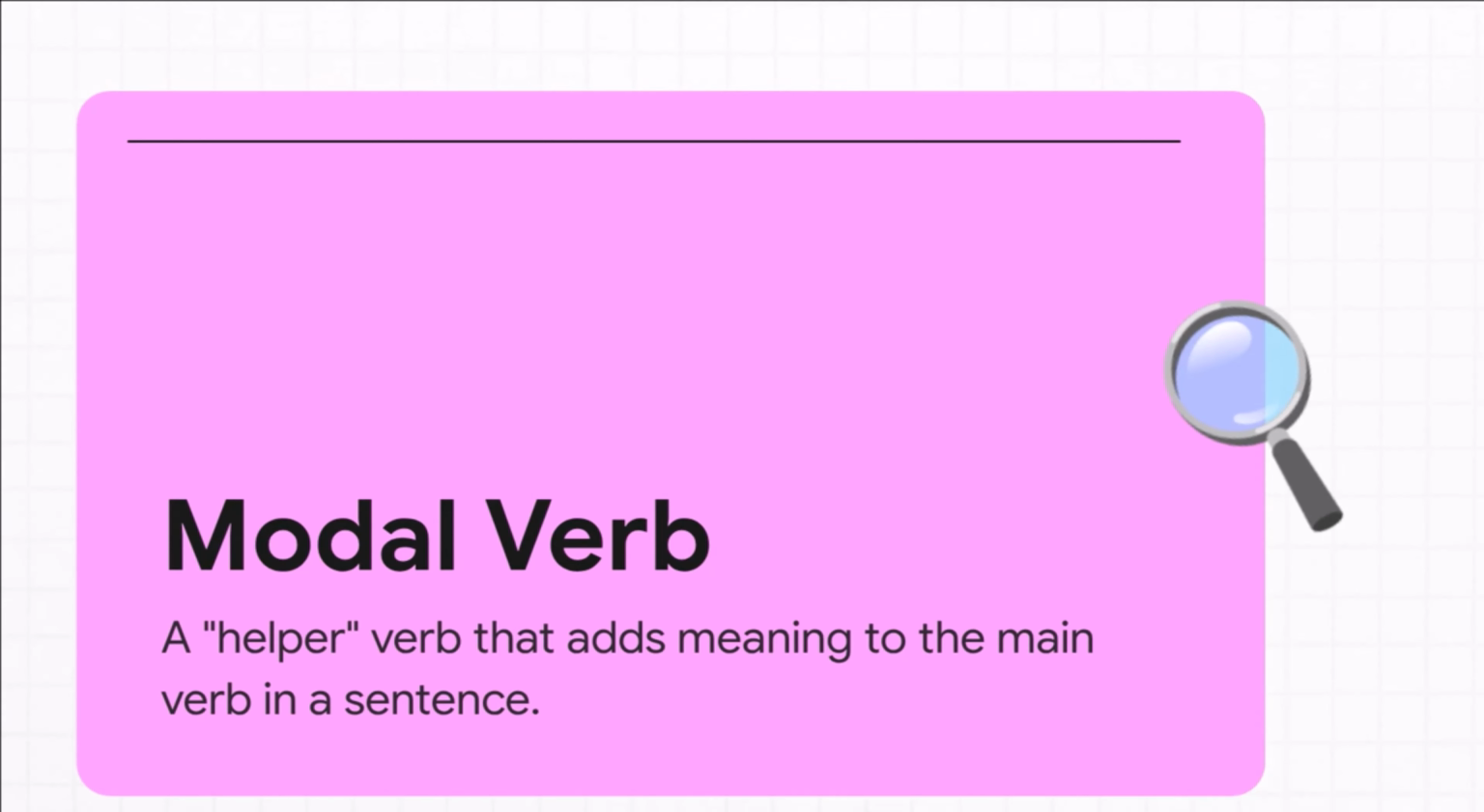Okay, think of it like this. The main verb, like run or speak or eat, that's the star of your sentence. A modal verb is like its trusty helper or sidekick. It doesn't do the action itself, but it comes in and adds a special flavor or meaning to that action.